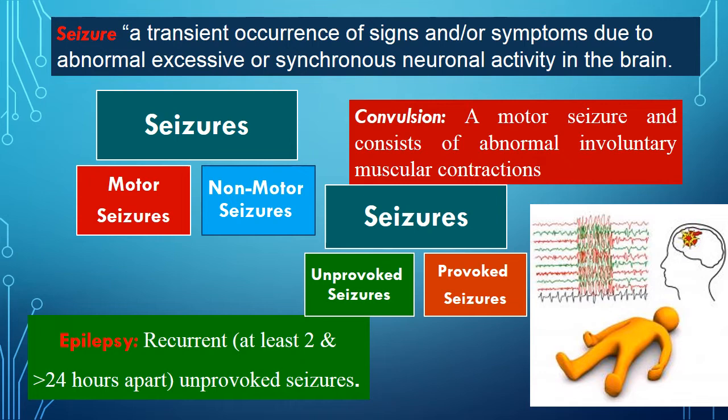We mean by the recurrence that the child develops 2 or more attacks more than 24 hours apart. And we mean by unprovoked seizure that the seizure is not caused by a fever, it's not febrile seizure, and is not caused by acute brain insult.